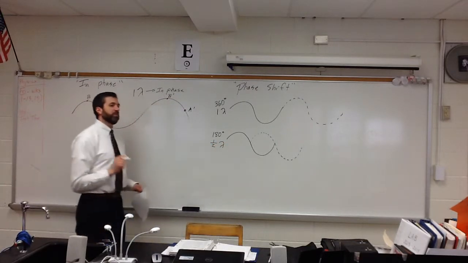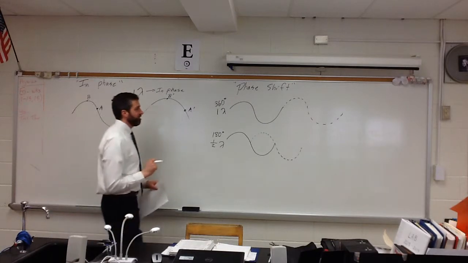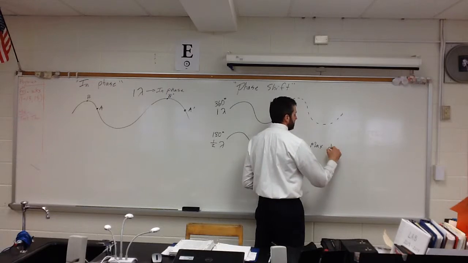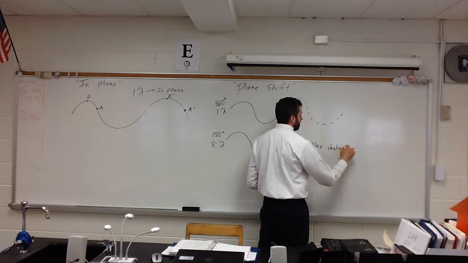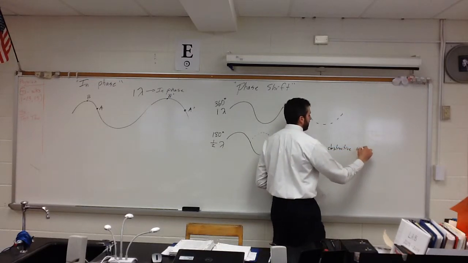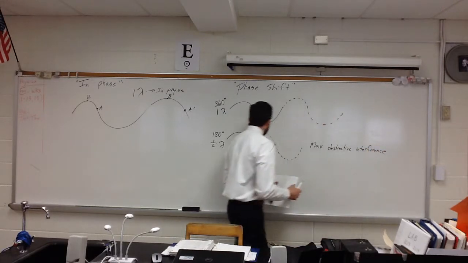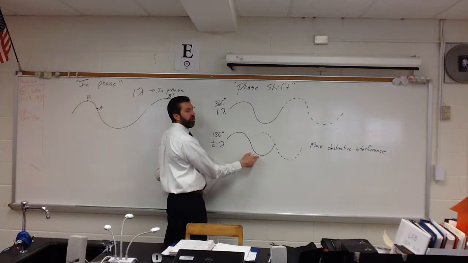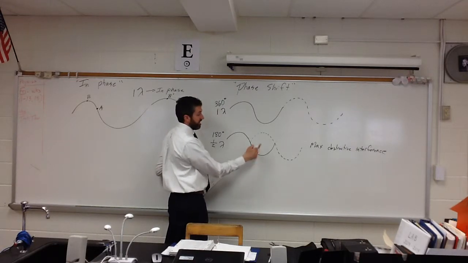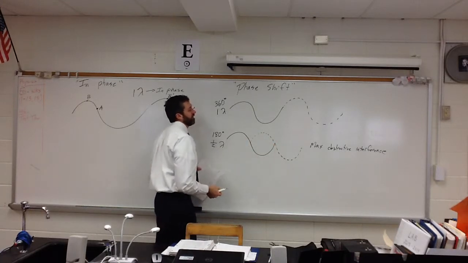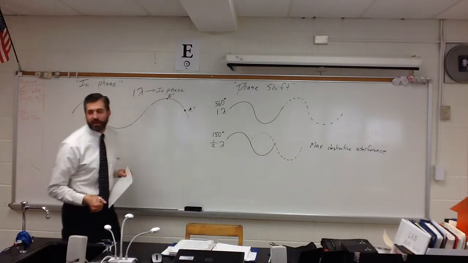And by the way, this one's a key concept because this one has the maximum destructive interference. Because now that there's a crest and a trough that are lining up, they will completely annihilate, cancel, and destroy each other. So that's maximum destructive interference when you shift it one half of a wavelength.